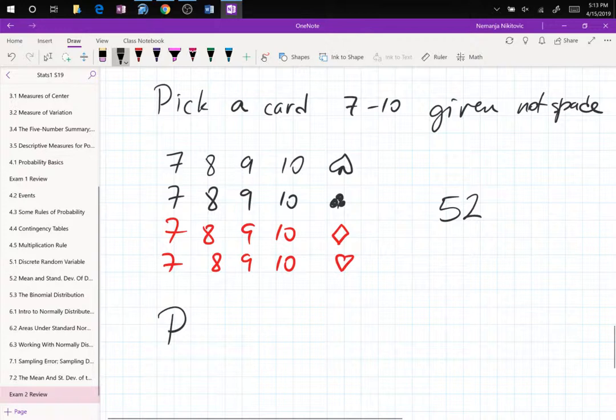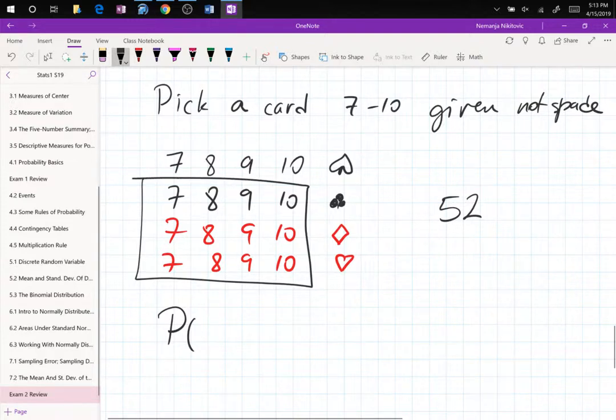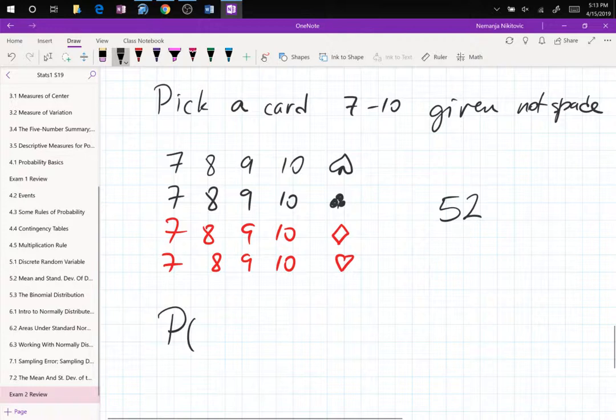So what is the probability to pick this? Wait, given that it's not a spade. Yeah, nice. I like it. We get to think here. So you want to pick only these, making sure it's not a spade.